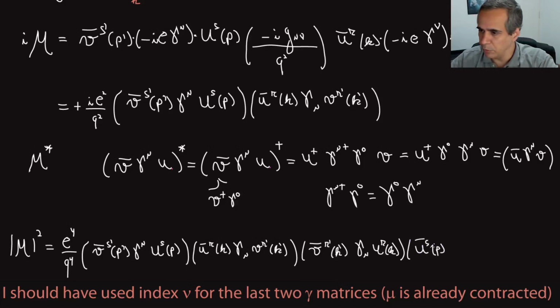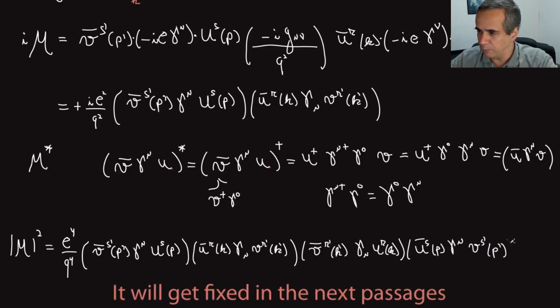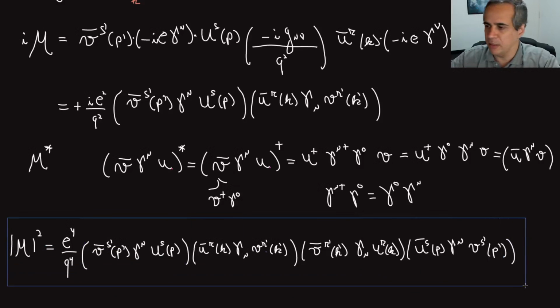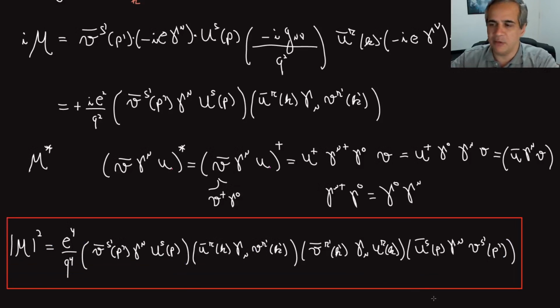u s p bar gamma mu v s prime p prime, which is quite nice. So I found my matrix element square. Well, let me check real quick. I think everything's fine. So now, remember the title for this part of the video.